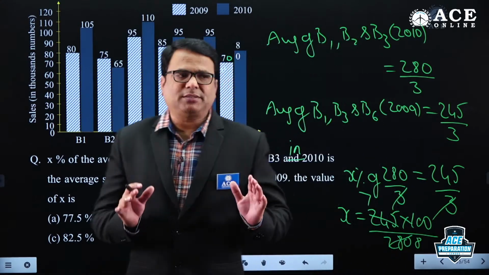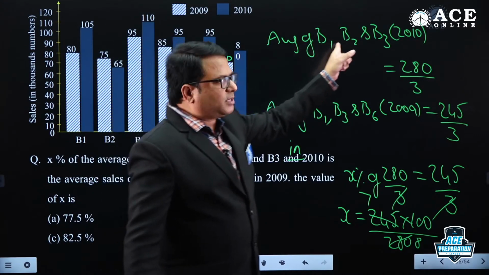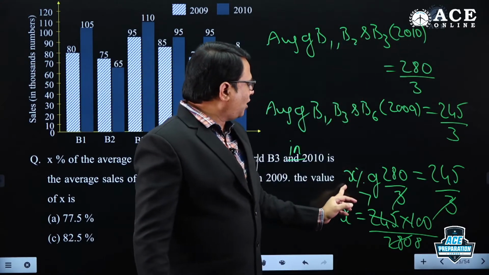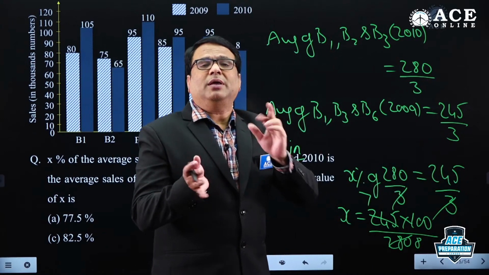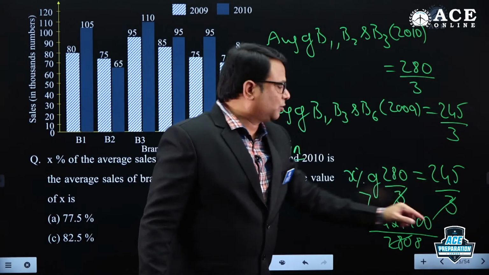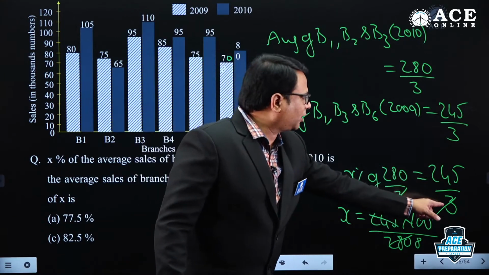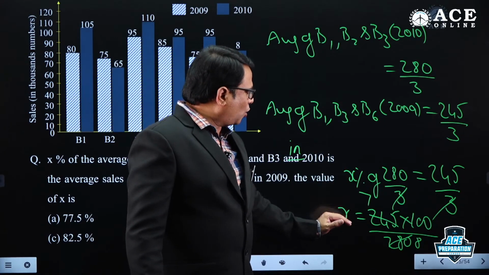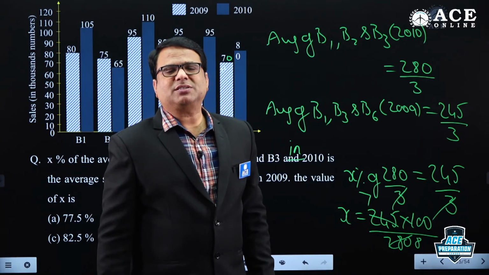Okay, I will just repeat this for you. X% of the first average, which means the average of B1, B2, B3 in 2010, is equal to the second average given in the problem. So X% of 280 by 3 is equal to the second average, which is 245 by 3. Then what is the value of X? That is the question. And when I solve it, I got a fraction 7 by 8.